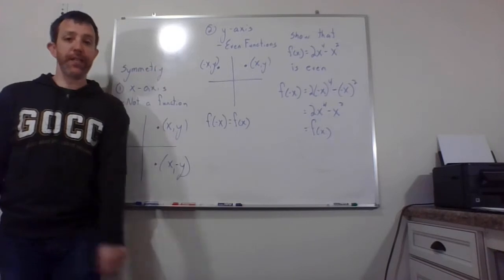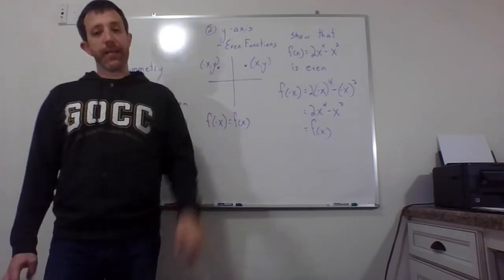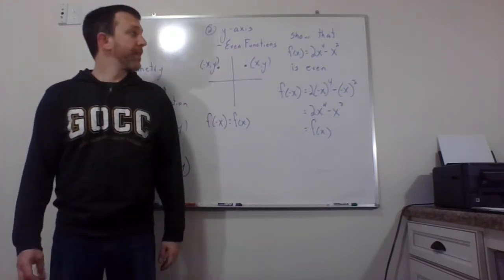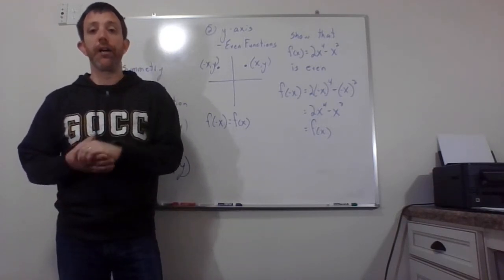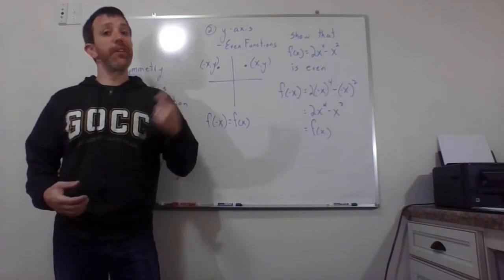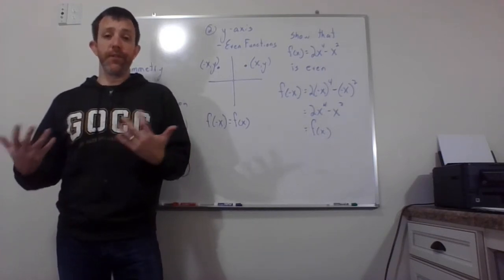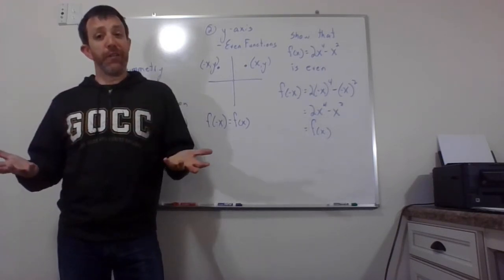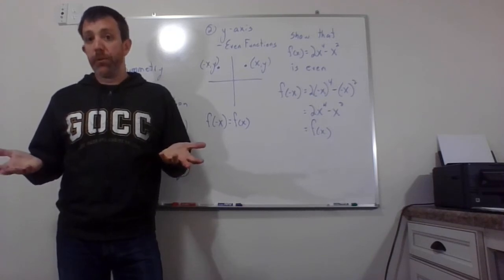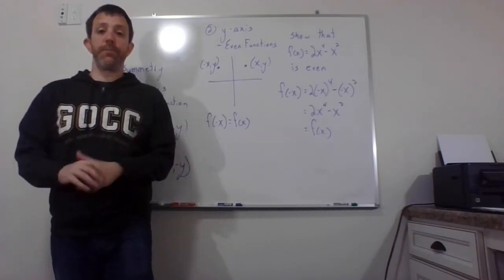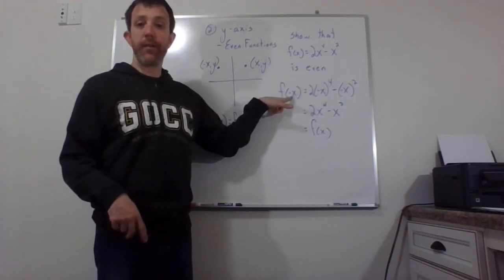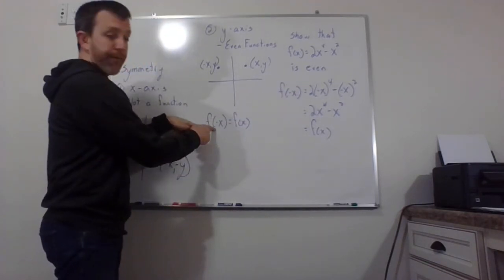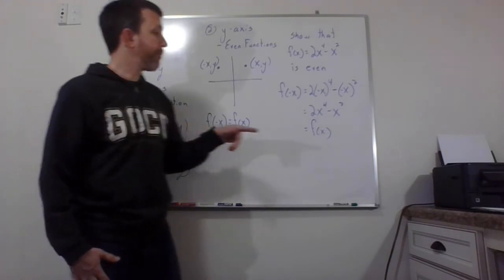And so I actually have an example. Show that f of x equals 2x to the 4th minus x squared is even. For these kinds of problems, it's not enough to show that if you plug in 2 and negative 2 that you get the same thing, because all you've done is prove it for 2 and negative 2. We have to show it for every possible value of x. So we plug in negative x. We want to show that f of negative x is equal to f of x.